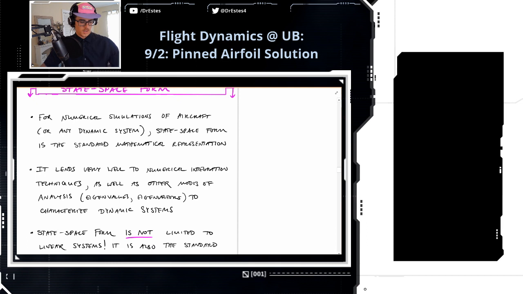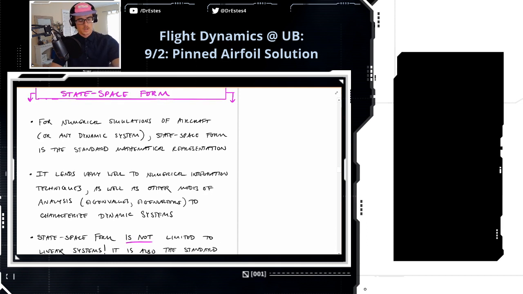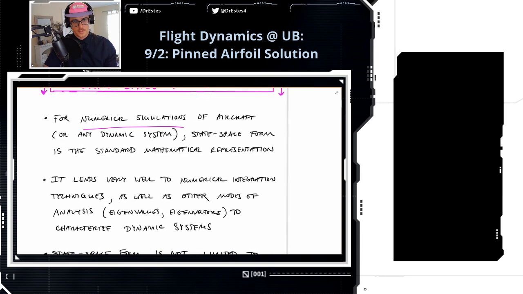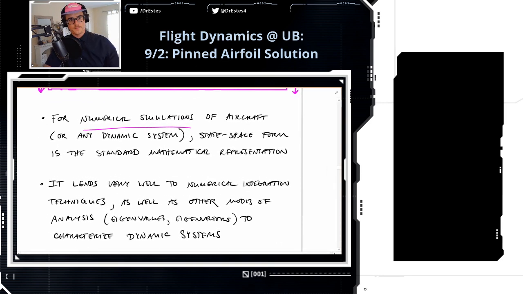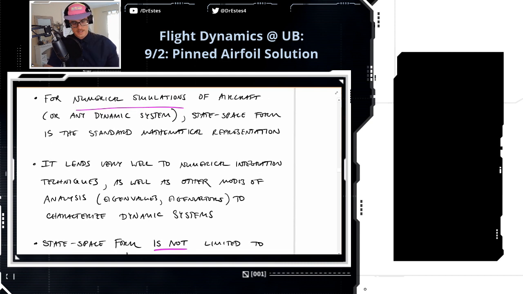So state space, just to review, it's especially useful for numerical simulations of any of our aircraft or any dynamic system. It's the standard mathematical representation that we use for numerical simulation. Why is that? Because numerical integration techniques are all pretty much based on first order systems. Like think about the Euler forward method.